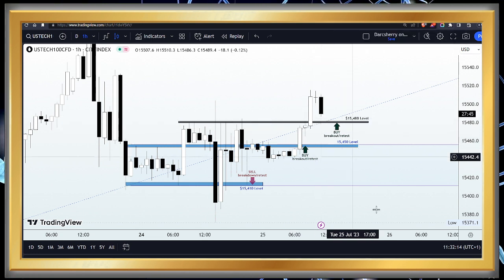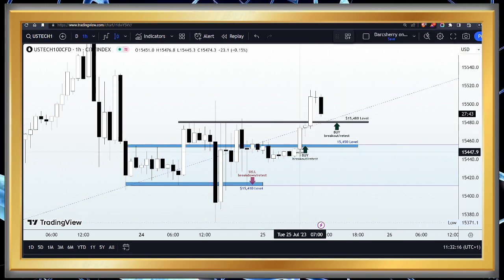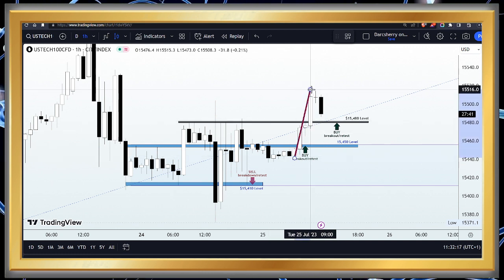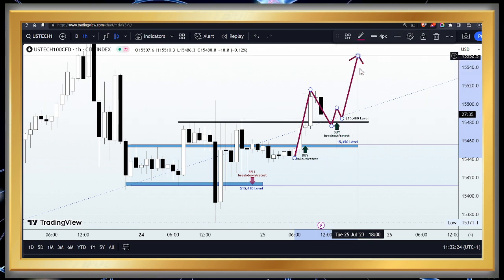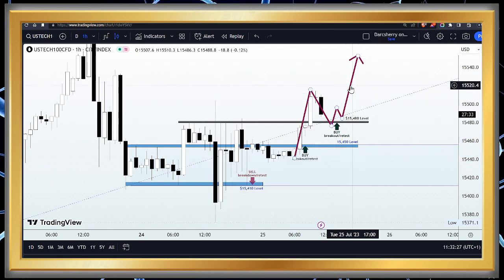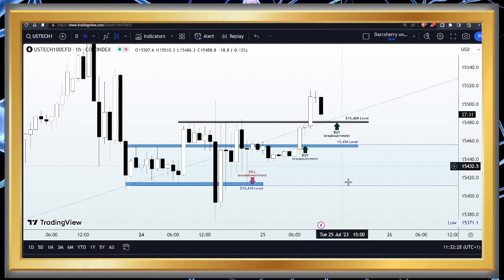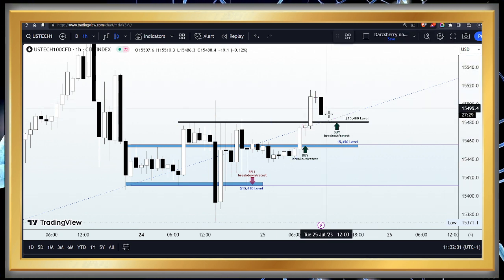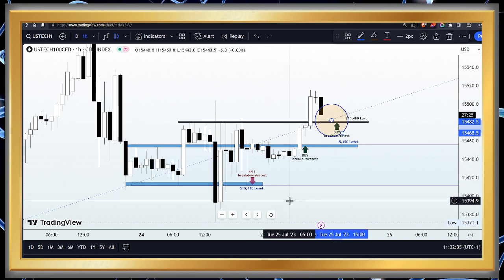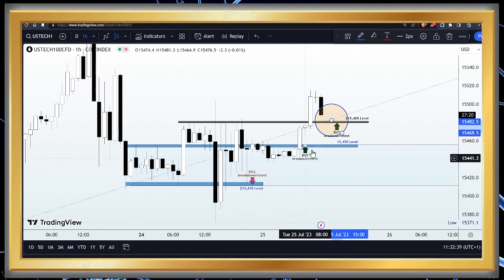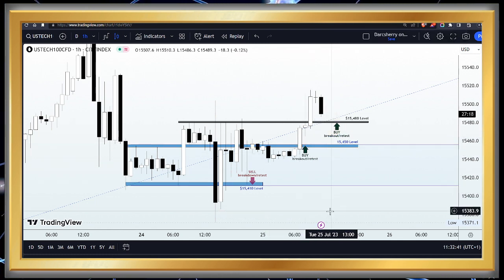So at this point in time, for those who had missed out on the breakout, we're going to see if the market will come back and retest the structure to incite a trend continuation to the upside. For those who missed out on this opportunity, we want to remain patient to see how the market will react to this 15,480 to determine what our next line of action will be.